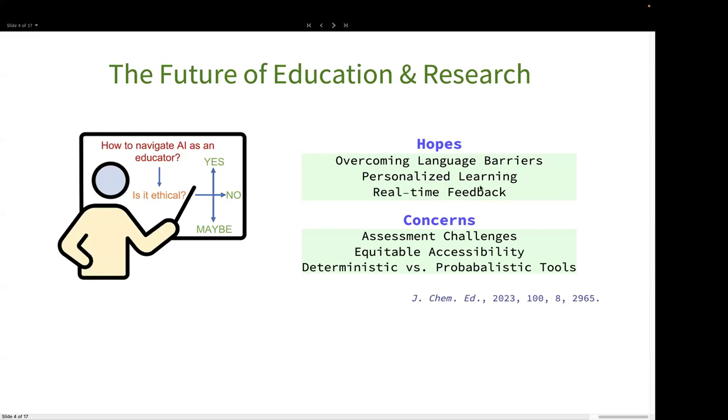And of course, this is all built on the idea of having real-time feedback, where you don't necessarily have an expert like a TA or an educator in the room with the student when they're doing the learning.